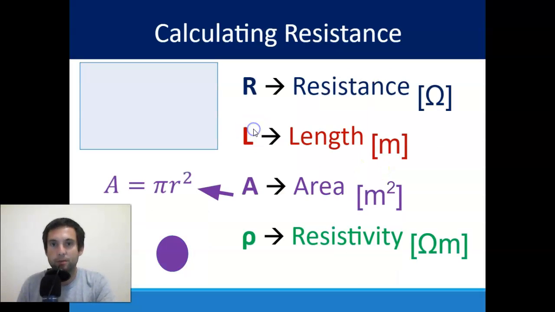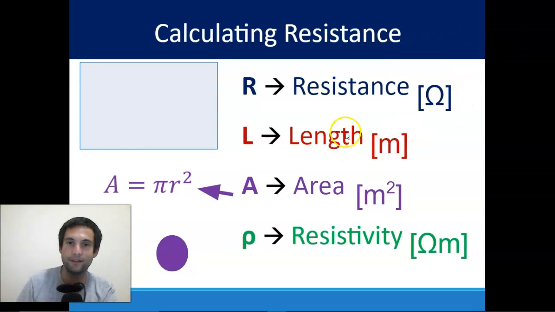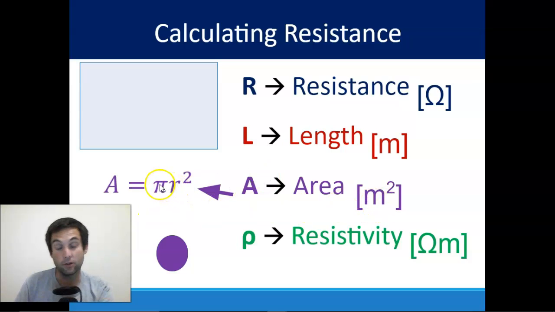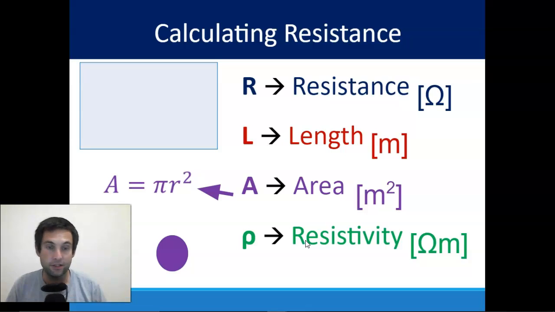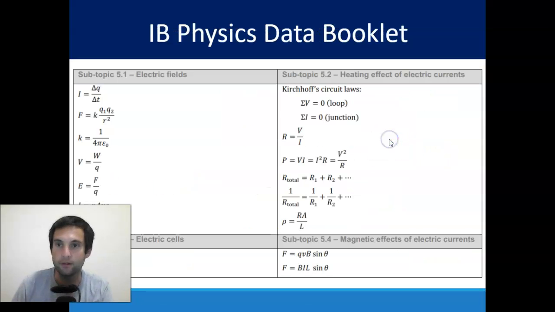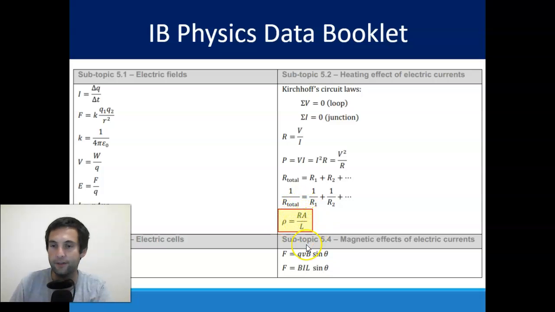Calculating resistance. The relationship between all of these, there's our cross-sectional area. Resistance measured in ohms, length measured in meters, cross-sectional area measured in meters squared, which if it's a circle, the area is pi r squared. Resistivity is related to the type of material that you're dealing with, and that's measured in ohm times meter. Our equation that will relate all of those: resistivity, Greek letter rho, equals capital R for resistance times A for the cross-sectional area, divided by L.